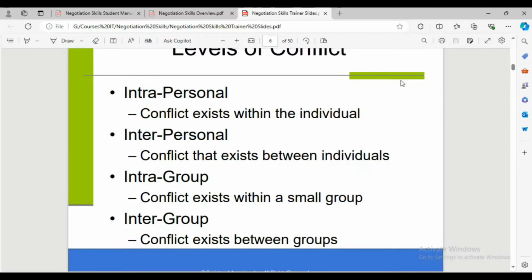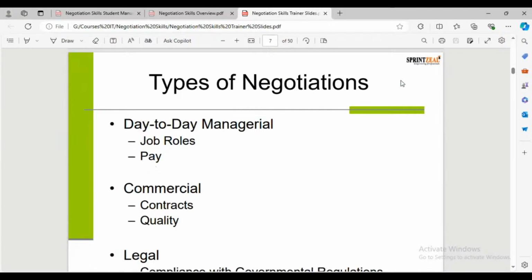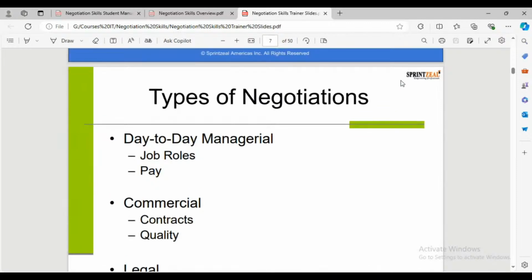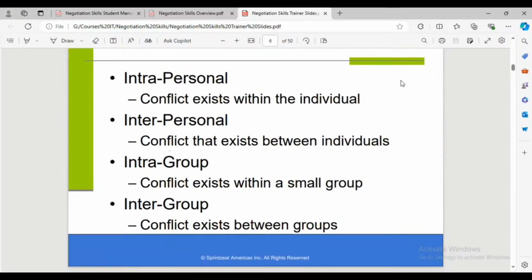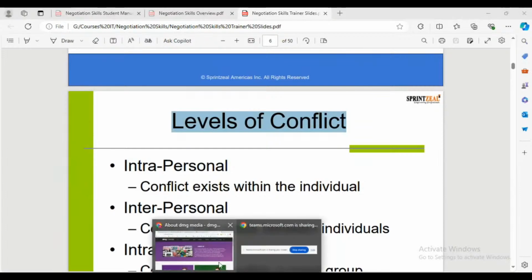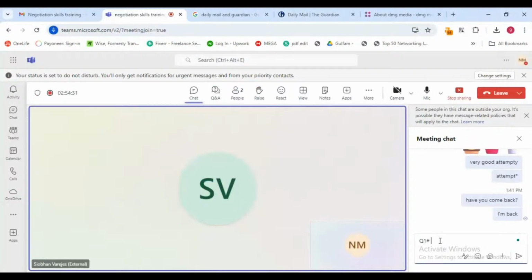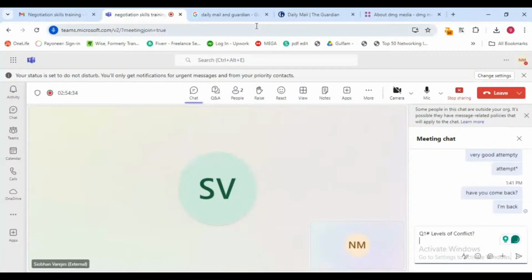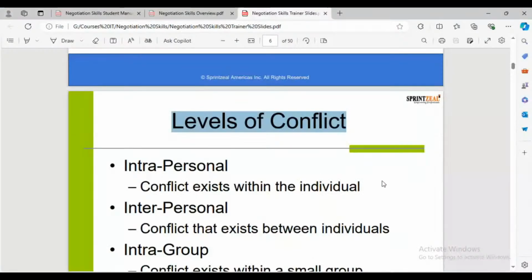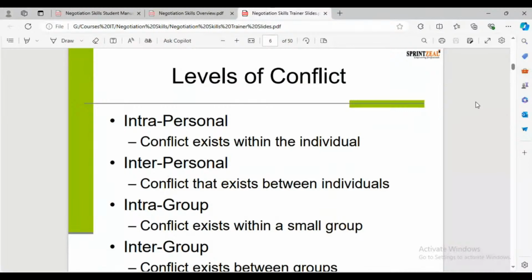We can now take a look at different types of negotiation. But before starting the types of negotiation, I would like to conduct one assignment, because right now we are at a place where we can talk about a few questions. The questions are about levels of conflict. I will submit the first question in the chat box. Question one is levels of conflict, and here you can discuss the conflicts that I have discussed with you.